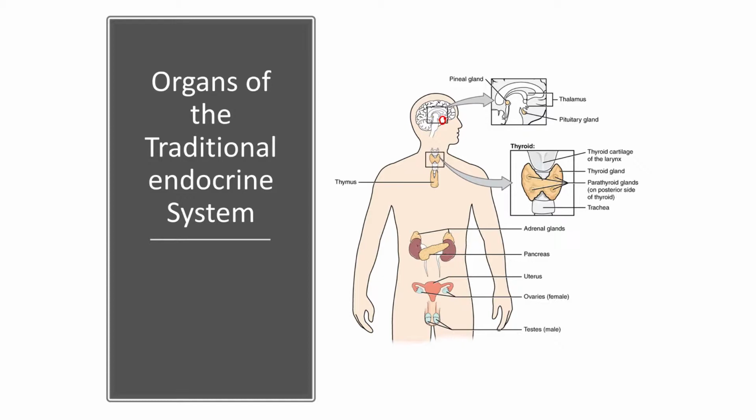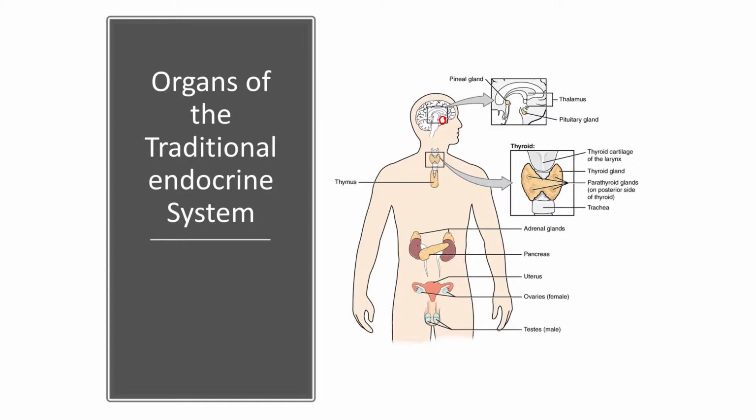Then you have the pancreas. The pancreas is really interesting. The pancreas secretes insulin and glucagon and somatostatin, so 3 major hormones. We'll talk about some of those a little bit later. But only 1% of the pancreas is devoted to endocrine function. 99% of the pancreas is devoted to digestive functions, which by our definition that we made on the previous slide, means the pancreas shouldn't be considered part of the traditional endocrine system.